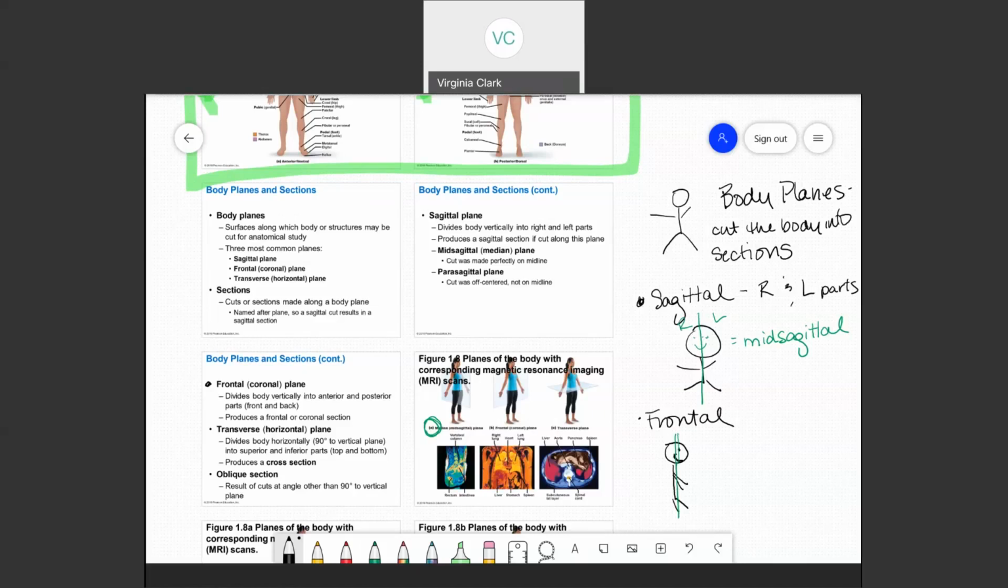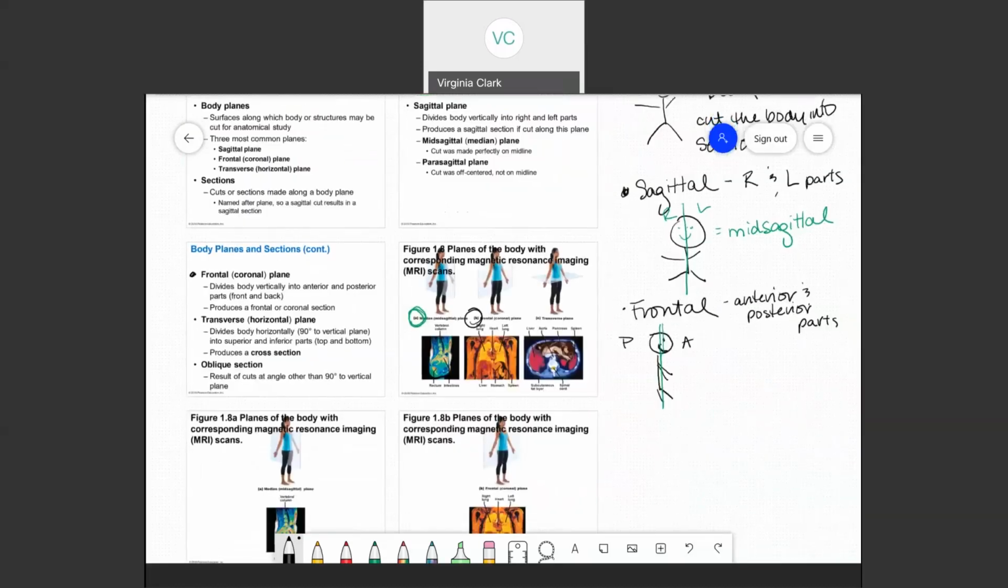What happens with a frontal section is you are going to get an anterior, or a front, and a posterior part. So you're going to get a front anterior and a back, a posterior section. So that's a frontal slice. That's this guy right here. And then the third one is going to be the transverse. And he's the easiest.